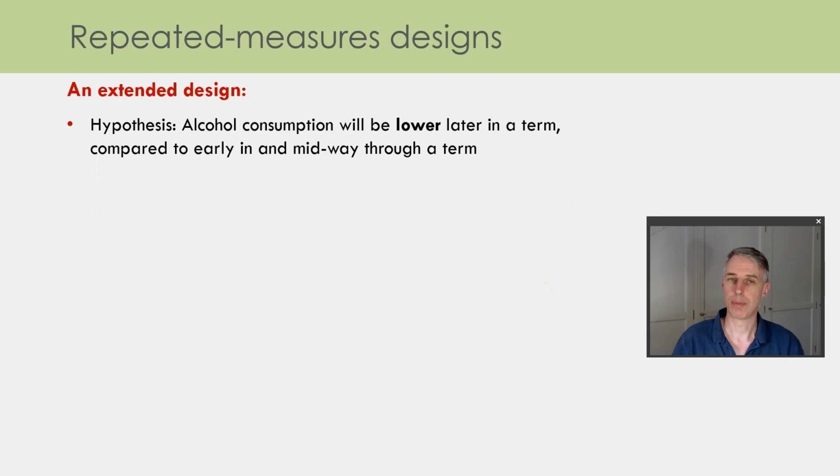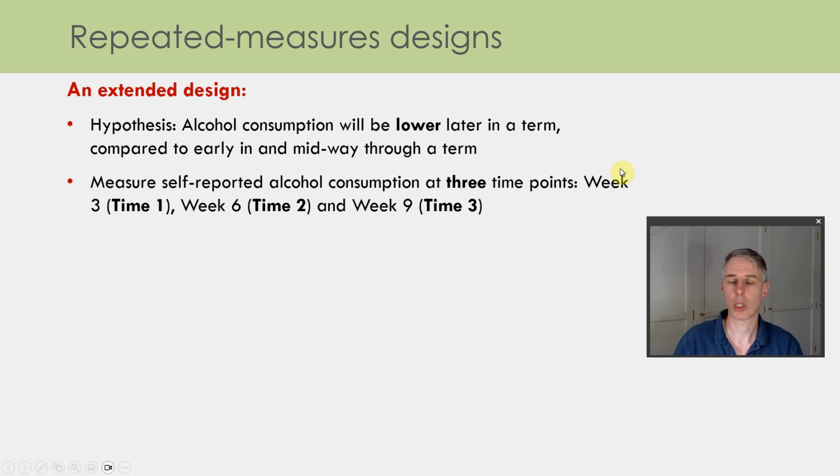So in a mixed model, it's more useful, a little bit like the ANOVA approach, when we have a slightly more complex or nuanced design. So let's take that same research question, okay, and extend the design a little bit. The prediction now is that alcohol consumption will be lower later in a term compared to early and midway through a term. So what we're suggesting here is that the design has, rather than 2 levels, 3 levels. Okay, 3 time points.